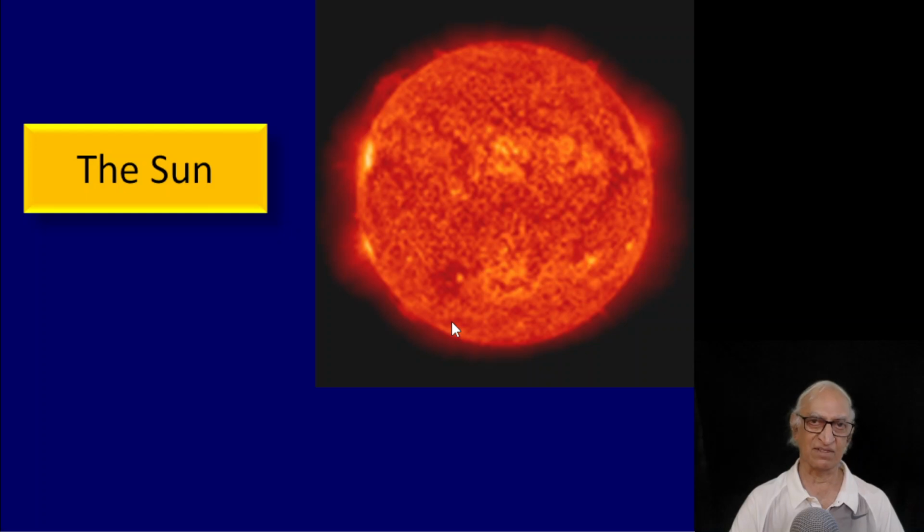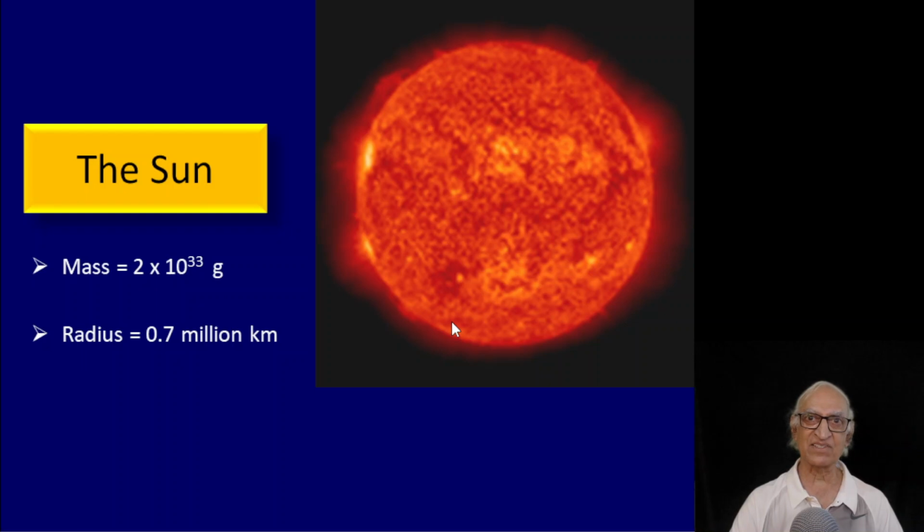This is our Sun, and what do we know about it? Well, its mass is 2 times 10 to the power 33 grams. I hope you know that. And how do we know that? Well, I'm not going to tell you how we deduce the mass of the Sun, but this is something that you should think about and deduce.